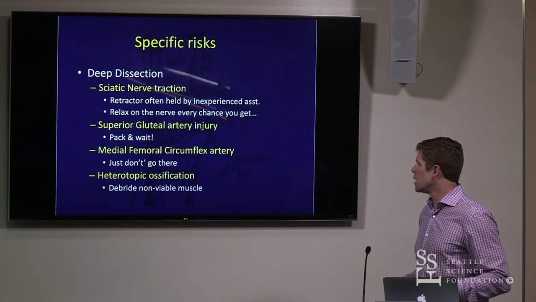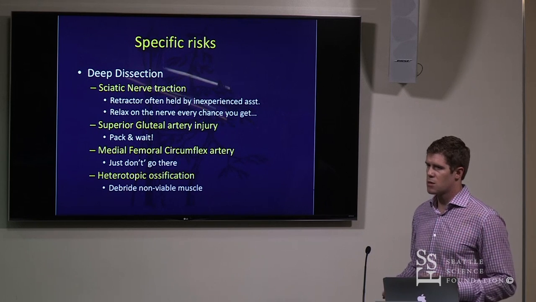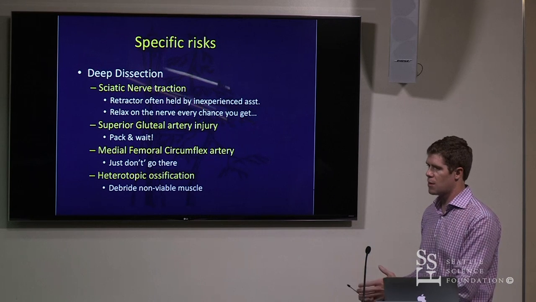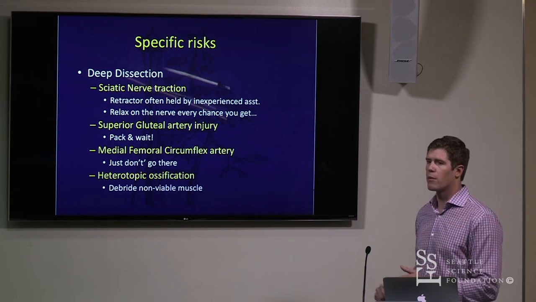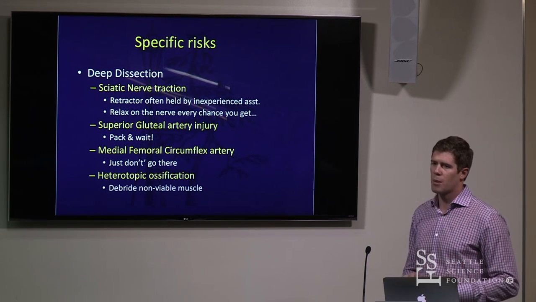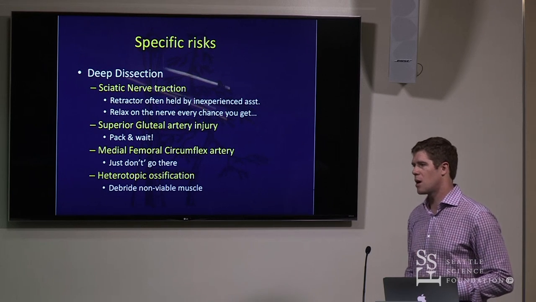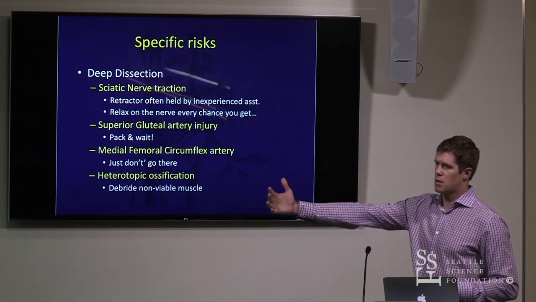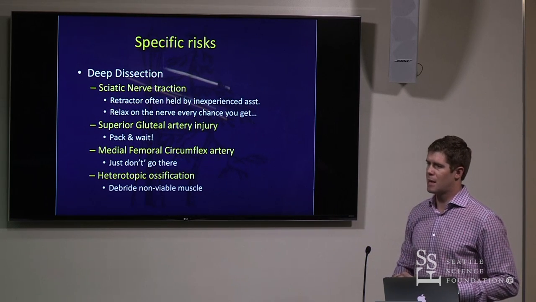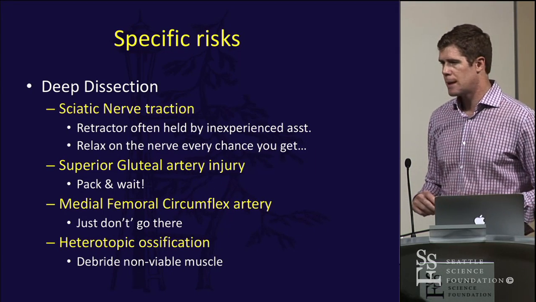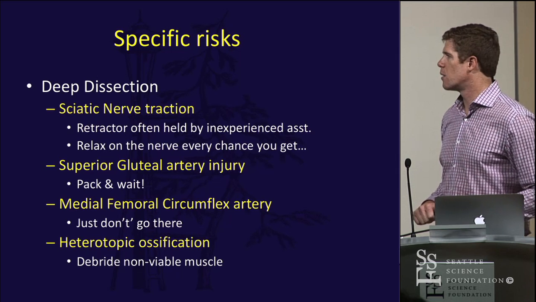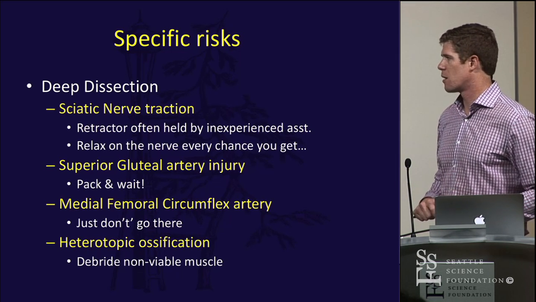The medial femoral circumflex artery I mentioned lives at the superior border of the quadratus femoris, and there's just no reason to be operating down there. So take your time to identify it and stay away from it, and you'll reduce the risk of avascular necrosis. Heterotopic ossification we know is a common complication after these injuries and operations. Some surgeons feel that if you debride a lot of the traumatized and dead muscle back there, that may reduce patients' risk. But that's something that we continue to argue about, and we know that that's a risk that may not be modifiable in some patients.